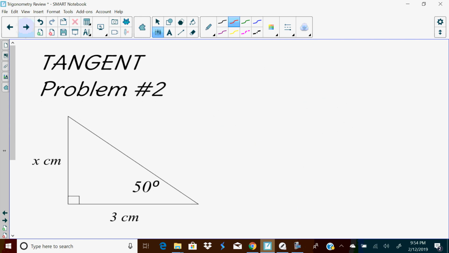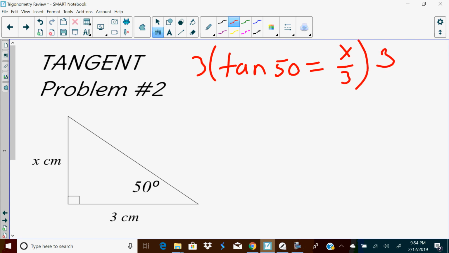Now I have my angle, but I'm missing my opposite. So I'm going to do the tangent of 50 equals x over 3. Multiply both sides by 3. I get 3 tangent of 50 equals x. So I get 3.58 centimeters.